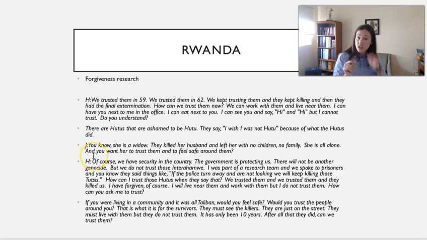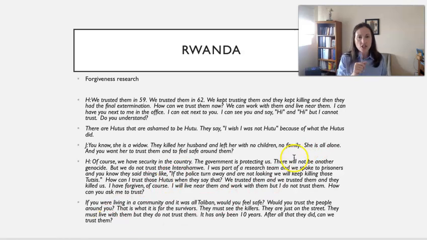And Jay said, you know, she's a widow, talking about H. They killed her husband and they left her with no children, no family. She's all alone, and you want her to trust them and feel safe around them. And then H says, of course we have security in the country. The government is protecting us. There will not be another genocide, but we do not trust those Interahamwe. The Interahamwe are the militia group that did the killings, and so they're grouping all Hutu into the Interahamwe.